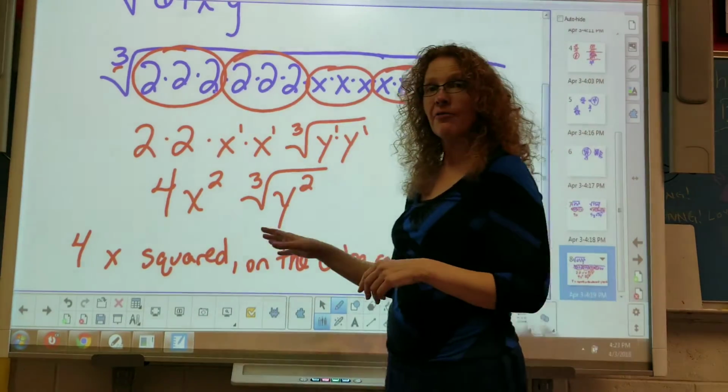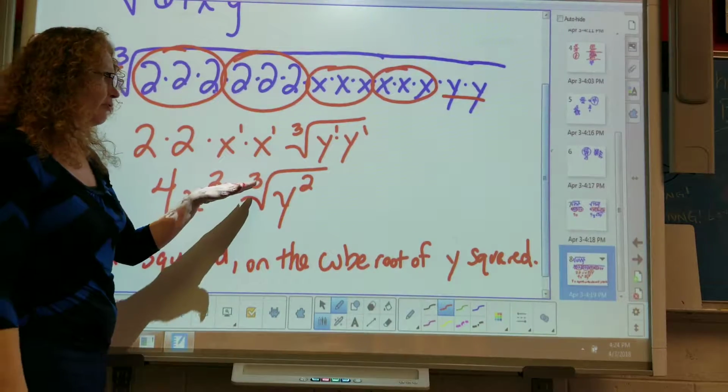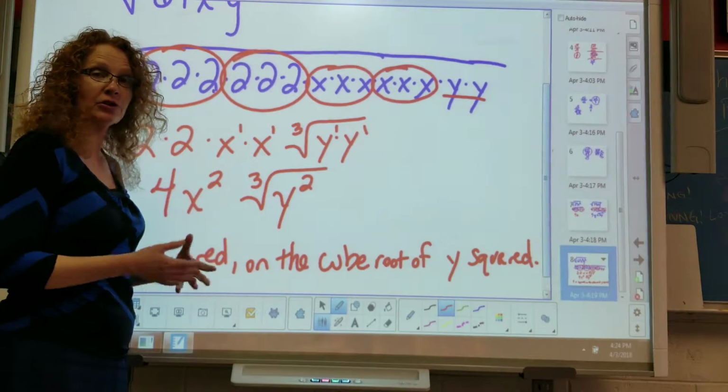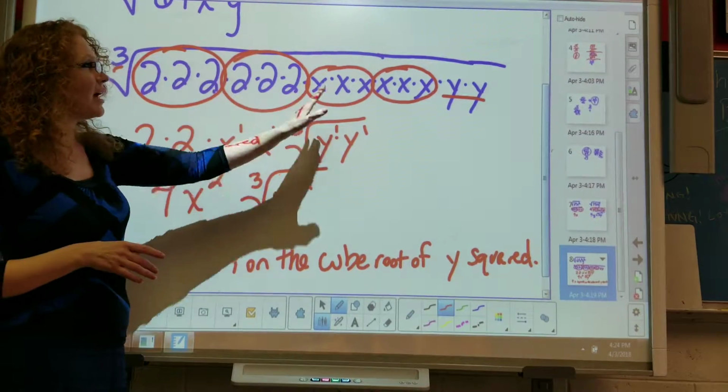Now again, if this was another number here rather than 3, we could say 4th root or just square root, 5th root, anything. So this is how we can break them down.